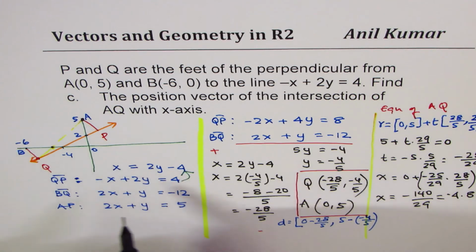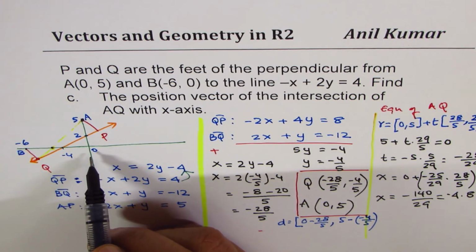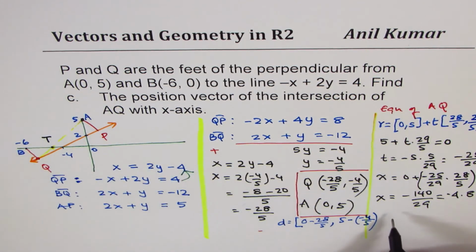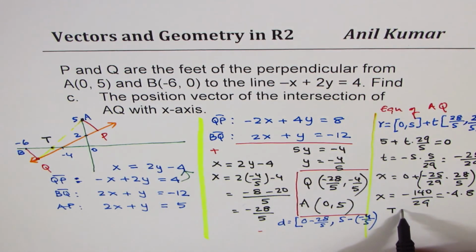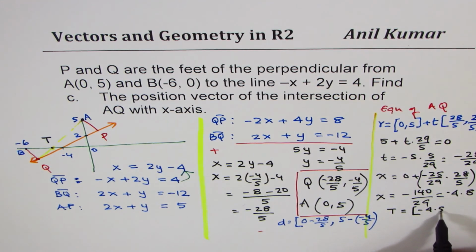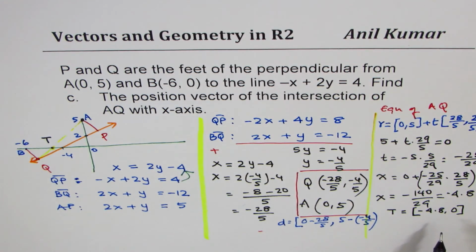So the position vector for this point, let's call this point T, for example. The position vector for T will be equal to, so position vector you have to write in brackets. Do you see that? So minus 4.8 and the y value is 0. So that becomes the position vector of this. So that is part C of this equation. So I hope the point is very clear.